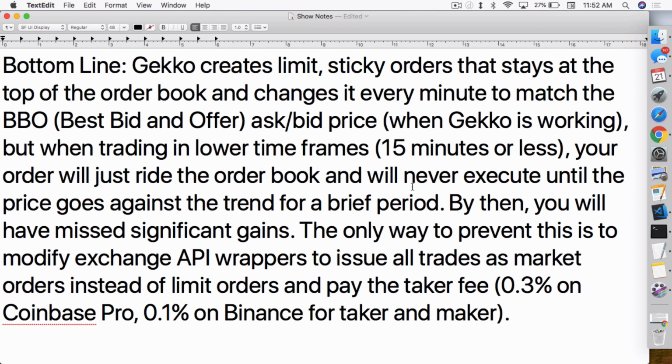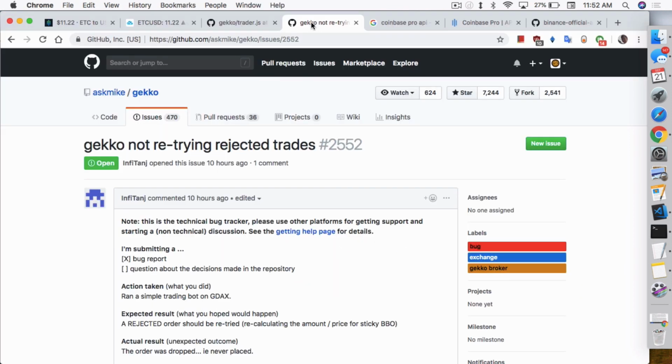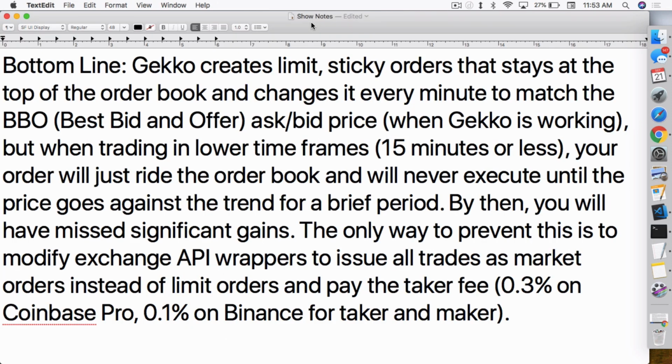So the bottom line is this. Gekko creates limit sticky orders that stay at the top of the order book and changes them every minute to match the BBO, or the best bid and offer, the ask and bid price, when Gekko is working. Again, hopefully Axma is able to fix this issue soon, and even the limit orders will be retried after being rejected. But when trading in lower time frames, I would say 15 minutes or less, your order will just ride the order book and will never execute until the price goes against the trend for a brief period. By then, you will have missed significant gains.